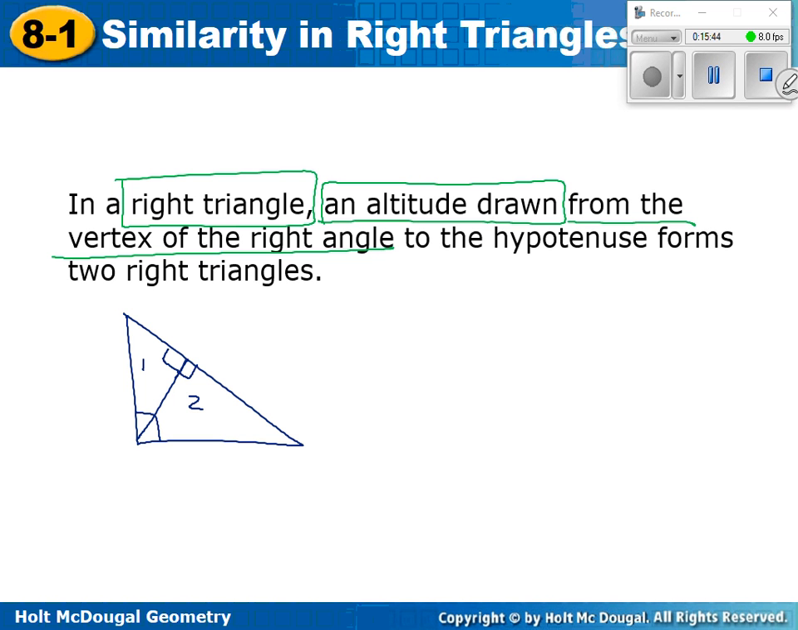For some people, they have a really hard time going from this big picture to these three pictures. So if you're not visual, here's another way you could do it. Okay, I want you guys to follow along. I'm going to rename this big triangle a different way.